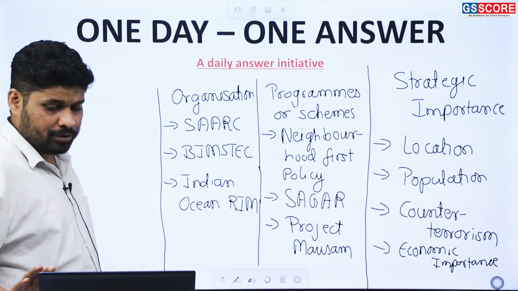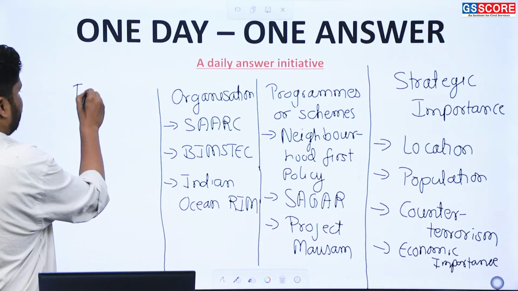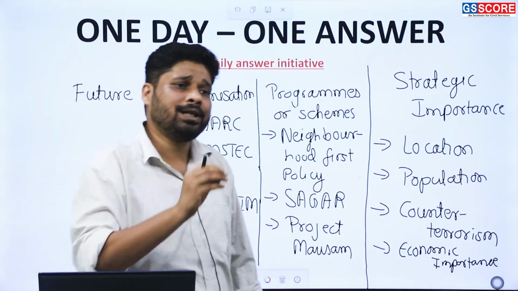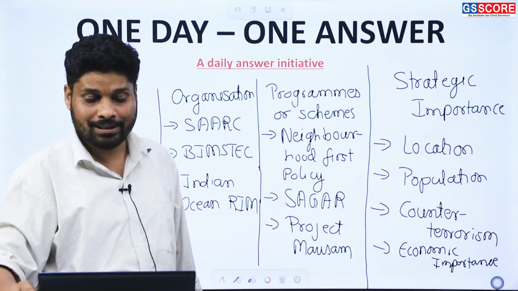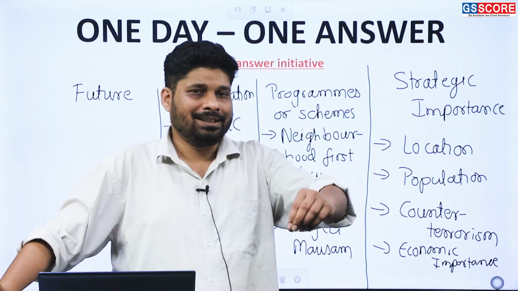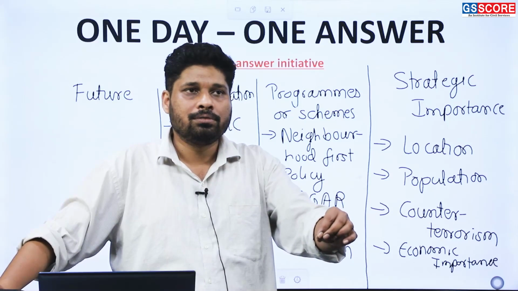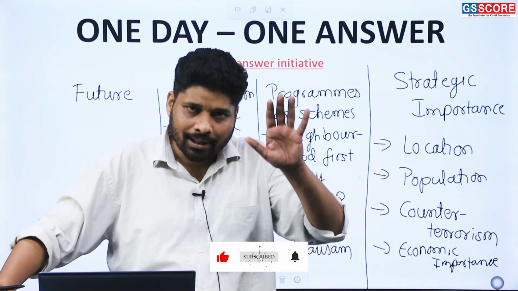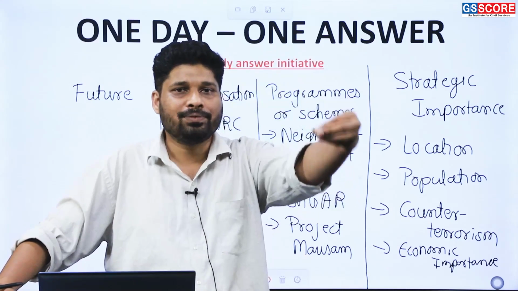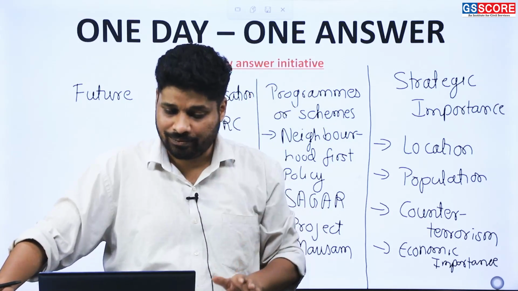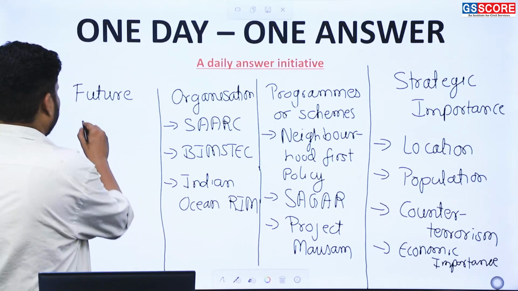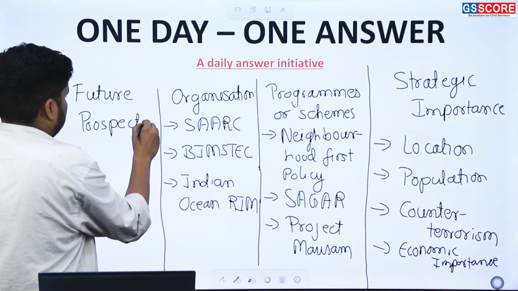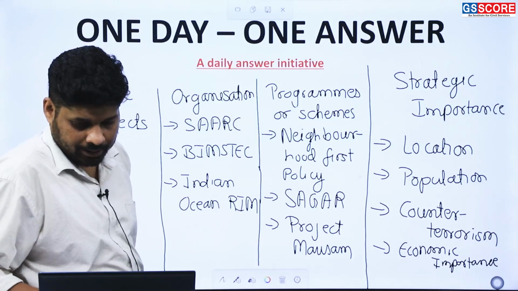And then of course, in the end, you have to write future prospects. Even if the question is not related to future prospects, provide future prospects, because steps taken in international relations are not without understanding or forecasting what will be in the future. So you have to write it. Future prospects with respect to India's relations with its neighbors have to be there even if not specifically asked in your question. Future prospects basically have to be mentioned.